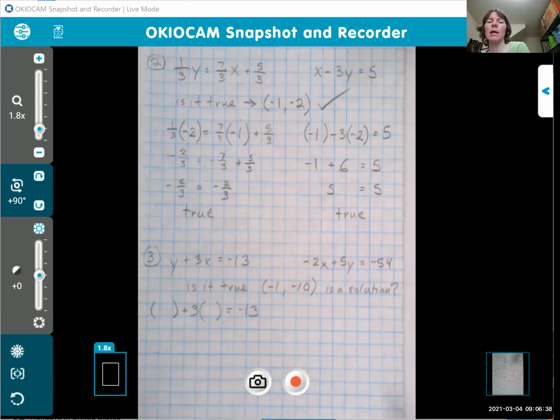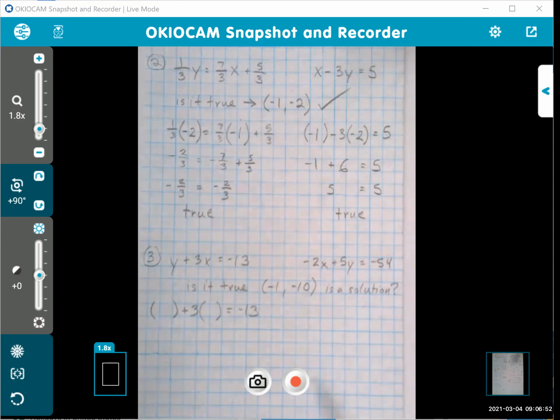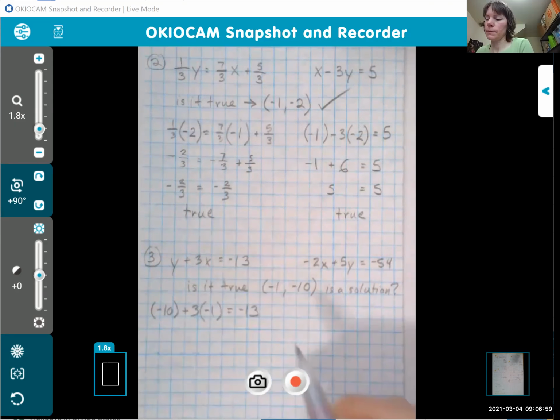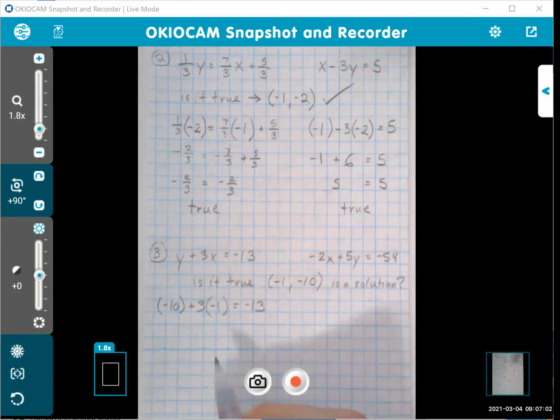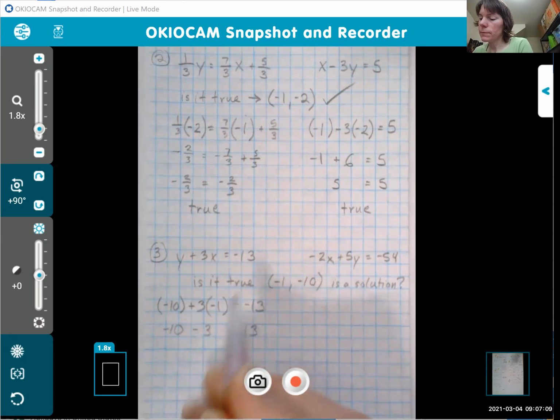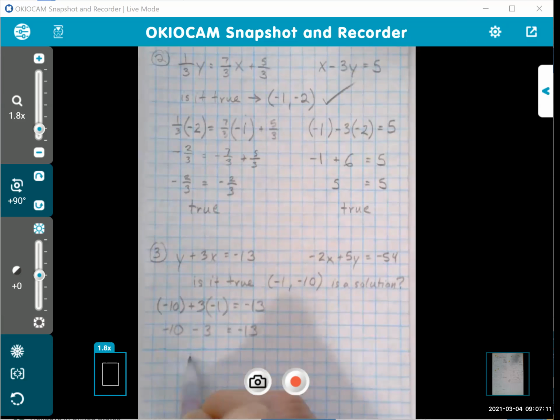Okay, it sounds like maybe Cameron's having some troubles. Addison, do you think you could help us out? Yeah, so do you want me to give you the answer or how I did the problem? Can you walk us through how you did it? Okay, so I replaced y with -10 and x with -1. Yeah, and then you do that, you get -10 and -3 equals -13. And then you already know that it's going to be -13 equals -13.